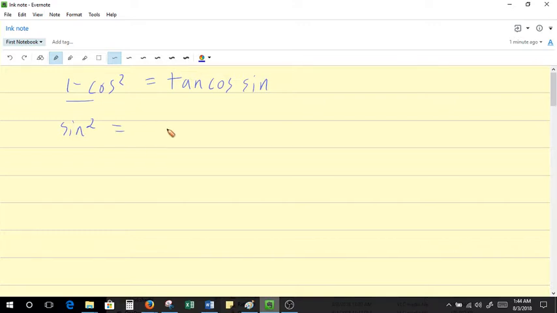And then, like I said, they're normally trying to get you to break apart tangent or cotangent, whichever it is. So that's going to be sine over cosine times cosine sine. Obviously, those are going to cancel. And then we're just going to have sine times sine, which is sine squared, check.